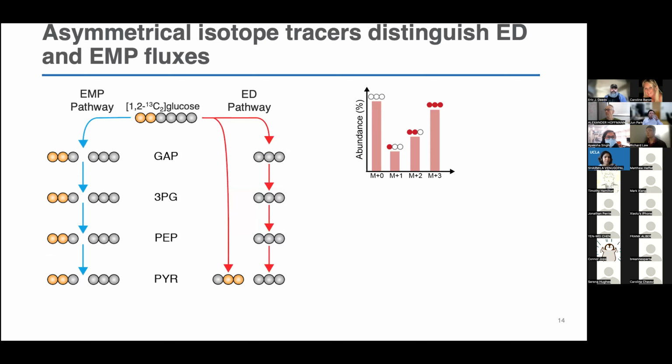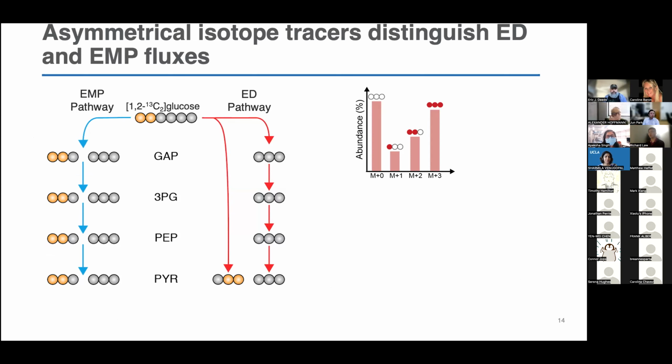To do so, our lab hypothesized the use of asymmetric isotope tracers as a way to distinguish EMP and ED pathway fluxes. Now, an interesting feature that differs the EMP versus ED pathways is that when you process a single molecule of glucose, for the EMP pathway, the initial hexose phosphate gets cleaved into 2 triose phosphates, which all fall down lower glycolysis.